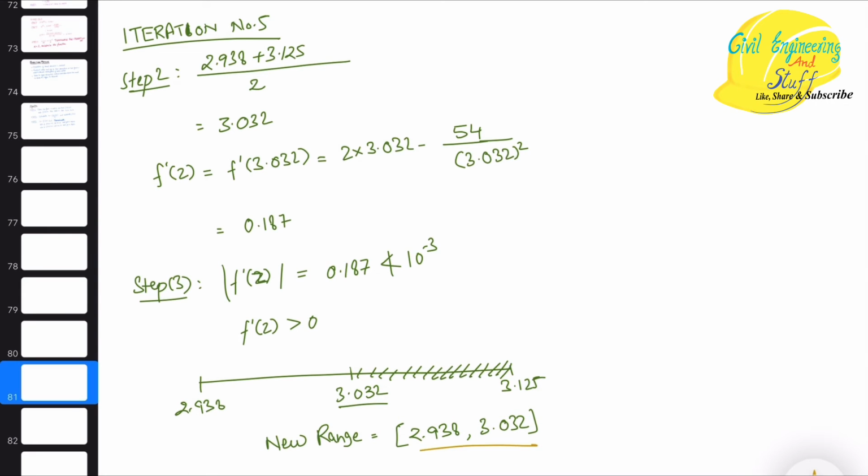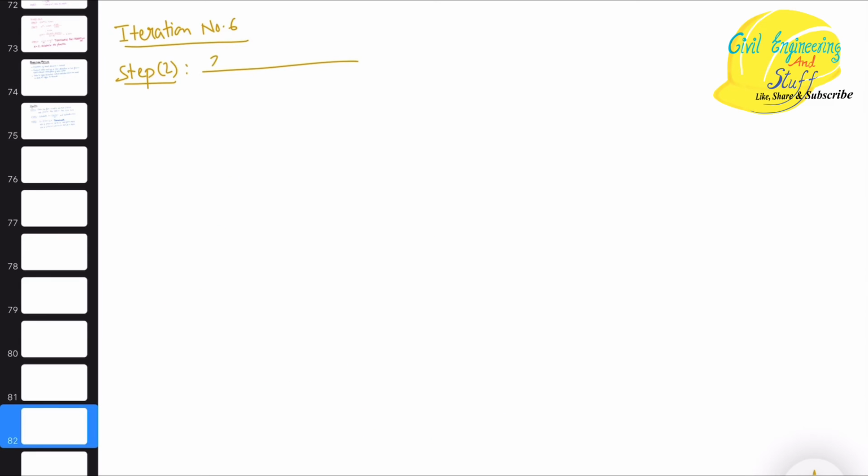So the new range is 2.938 and 3.032. Just put the values. 2.938 plus 3.032 divided by 2. So this is z. Your z will be equal to 2.985.